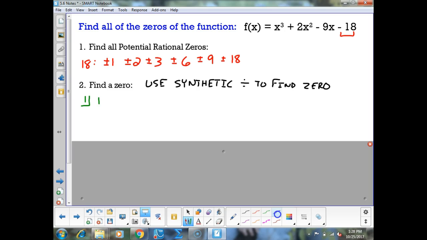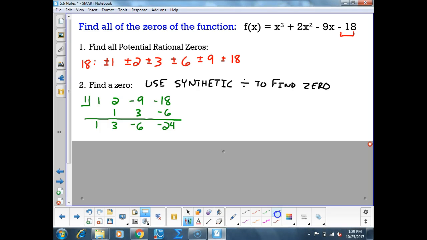My coefficients are 1, 2, -9, and -18. 1, 1, 3, 3, -6, -6, -24. Don't like it. Okay. So 1's gone. What do you want to try next? 2? Okay, we'll try 2.